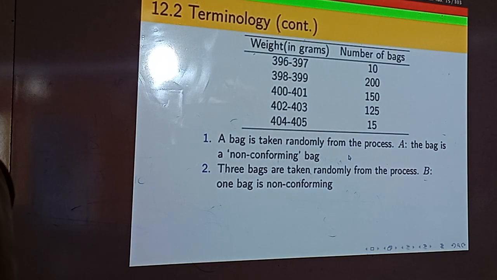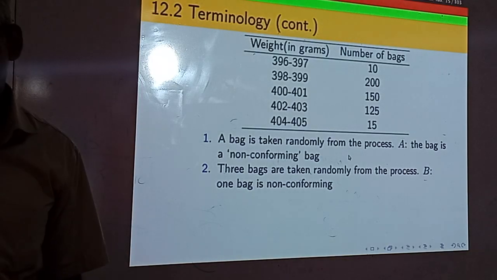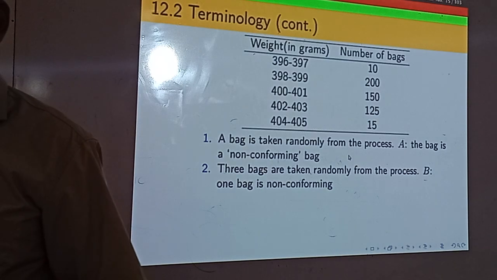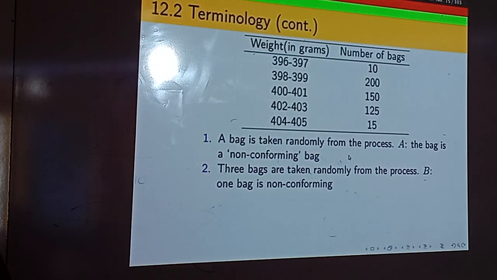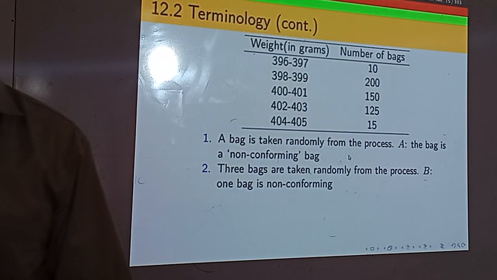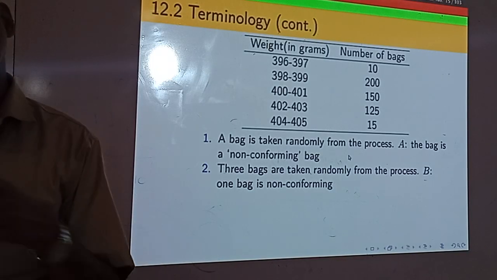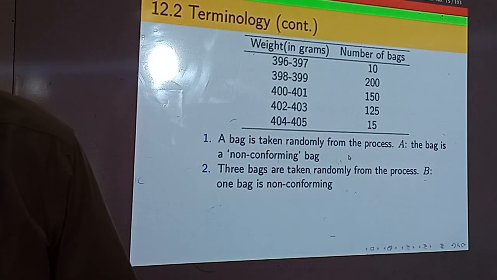Okay. So here's the question. 3 bags are taken randomly from the process. That is, event B is 1 bag is non-conforming. So what is the probability of that happening? If you take 3 bags randomly from the process, not the sample, what is the probability that 1 bag is non-conforming? That means the question asks, if you take a random sample of 3 bags, what is the probability that 1 is non-conforming? That means 2 are conforming. What is the probability of that happening? How do you find that out?